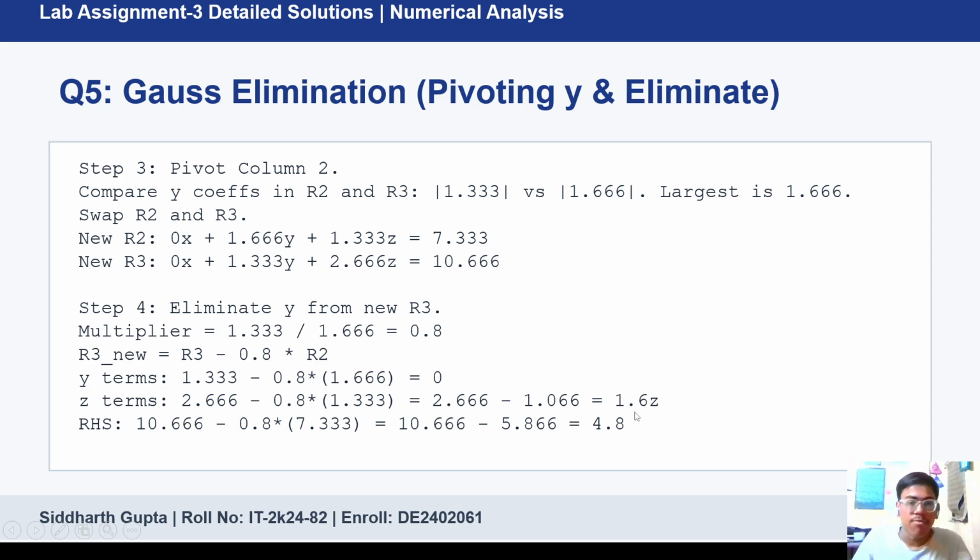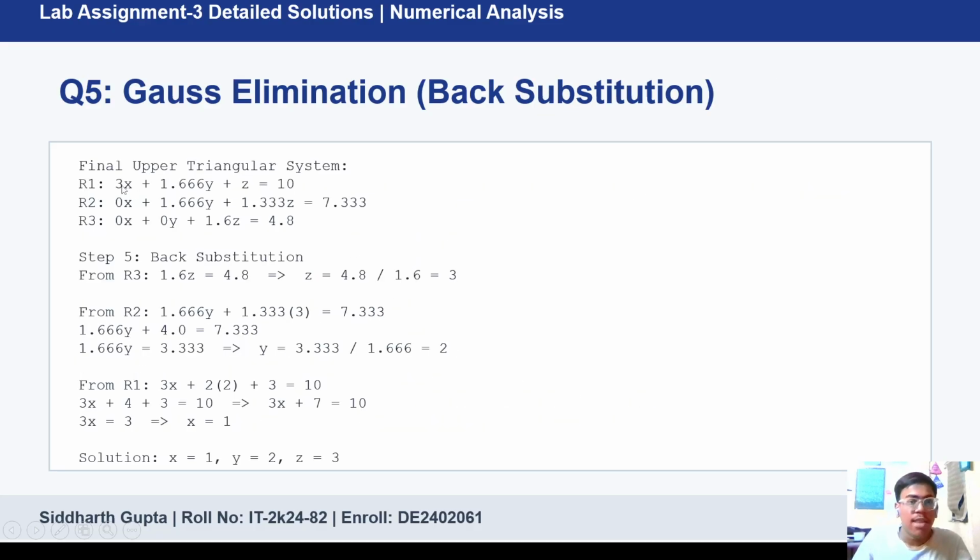The x, y, and z terms will come, and also the RHS term, and the upper triangular matrix has been formed here. Now we will perform back substitution. You can easily see that 1.6z is equal to 4.8, so z will be 3. Now put the value of z here and find the value of y. Now put the values of y and z here and find the value of x. Doing back substitution, we can easily say that the values of x, y, and z come out to be 1, 2, and 3 respectively.